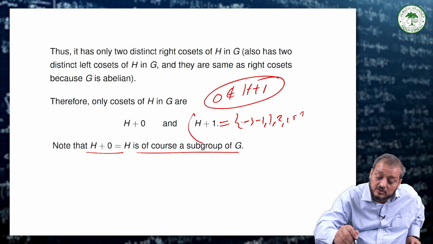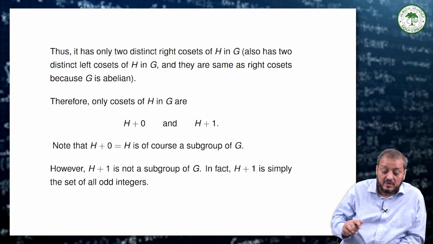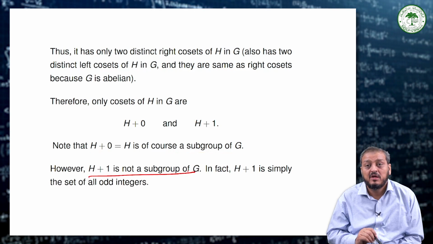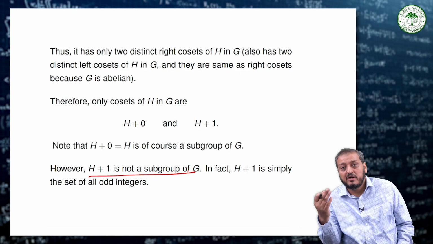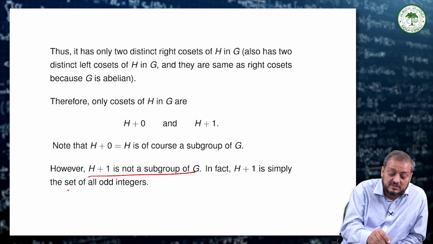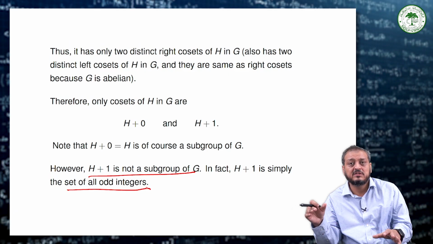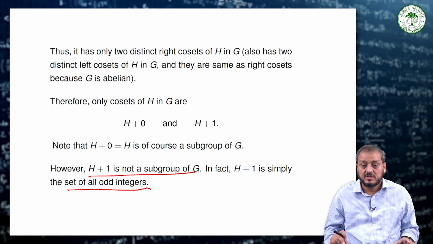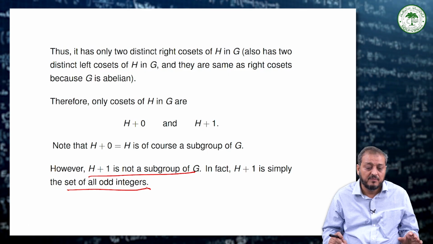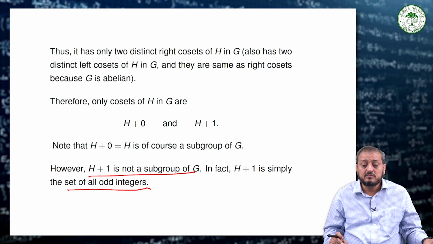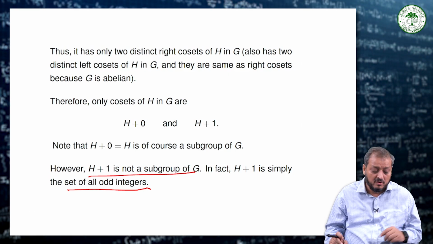So if H plus 1 does not possess the identity element, then we clearly say that H plus 1 is not a subgroup of G. In fact, we simply say that H plus 1 is the set of all odd integers. There are only two distinct right or left cosets, because the group is abelian.